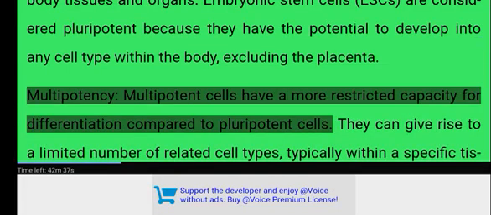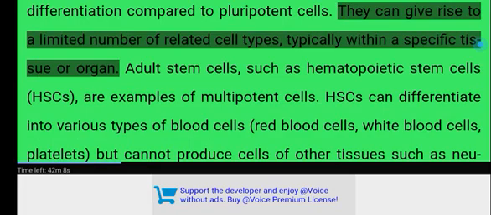Multipotency. Multipotent cells have a more restricted capacity for differentiation compared to pluripotent cells. They can give rise to a limited number of related cell types, typically within a specific tissue or organ.